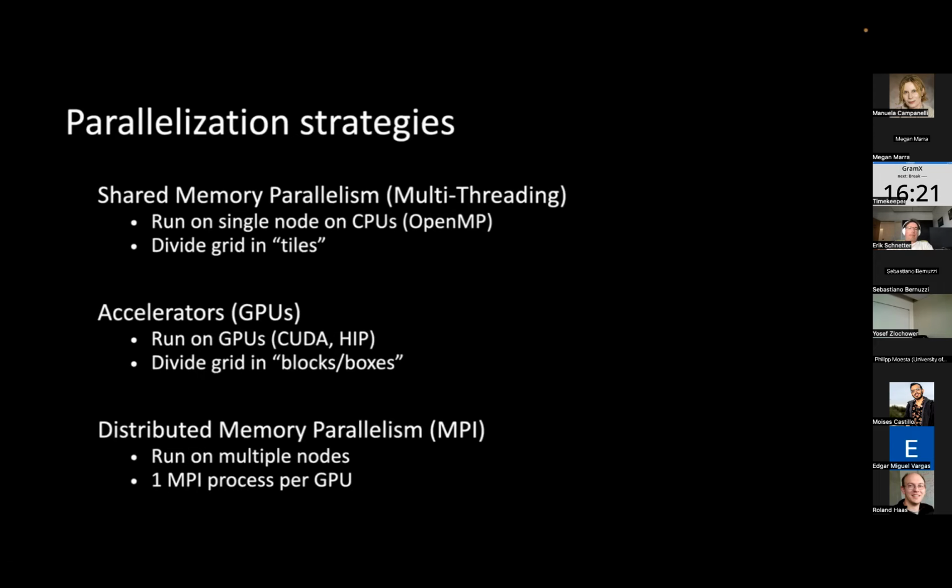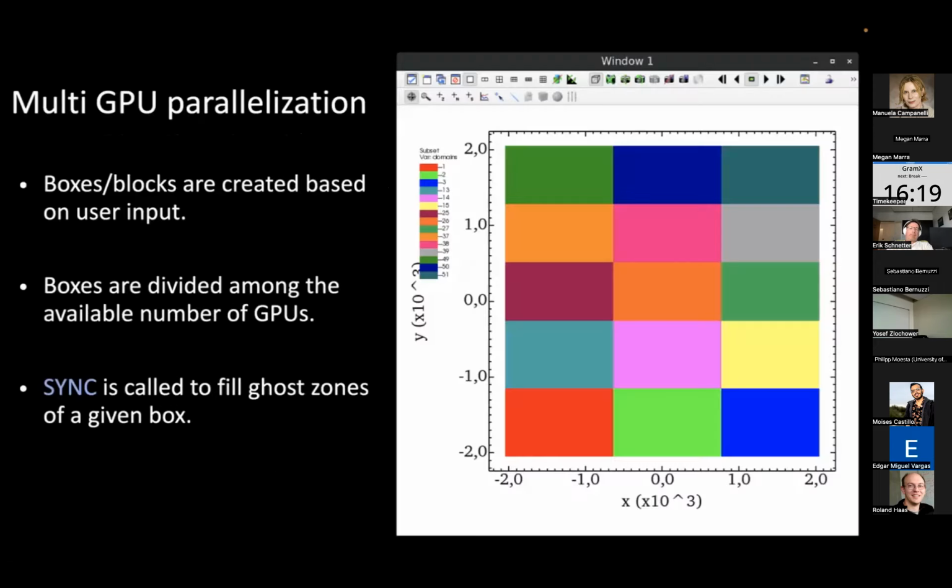How does the actual parallelization over GPUs work? This is just a single refinement level simulation example where you see the different boxes in different colors in this 2D slice through the domain. The boxes are simply divided among the available number of GPUs, and then we do standard things to fill ghost zones of a given box.